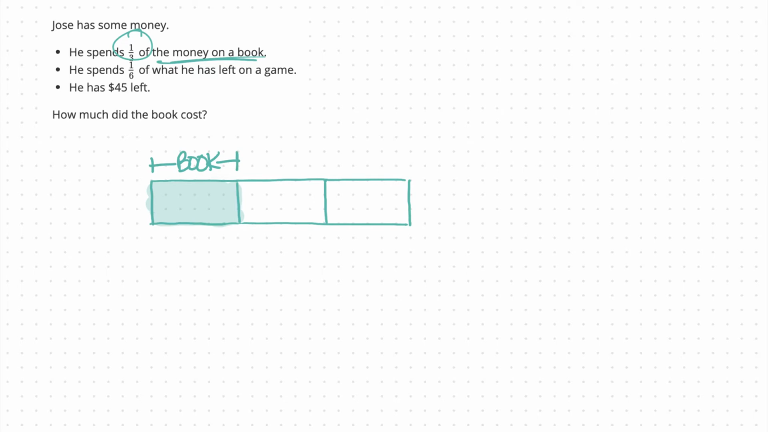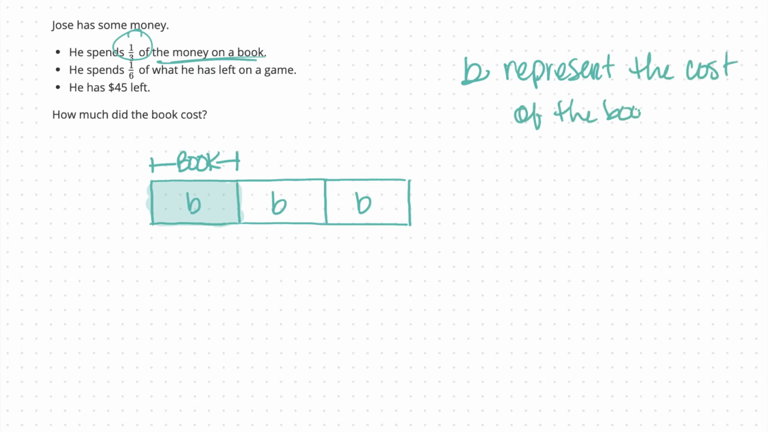So now what we have is we could label this with, let's call it B for book. And if that's a B, then this is a B, and this is a B. So if we're thinking about what our variable is here, we have B, and B represents the cost of the book. So now that we know what our variables are representing and we have our first part of the model, we can continue to the next part of the question.